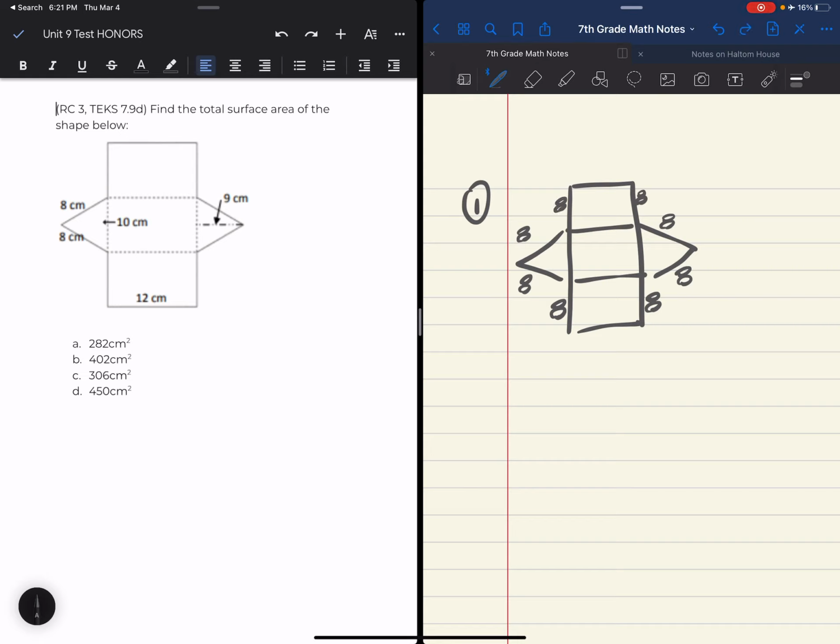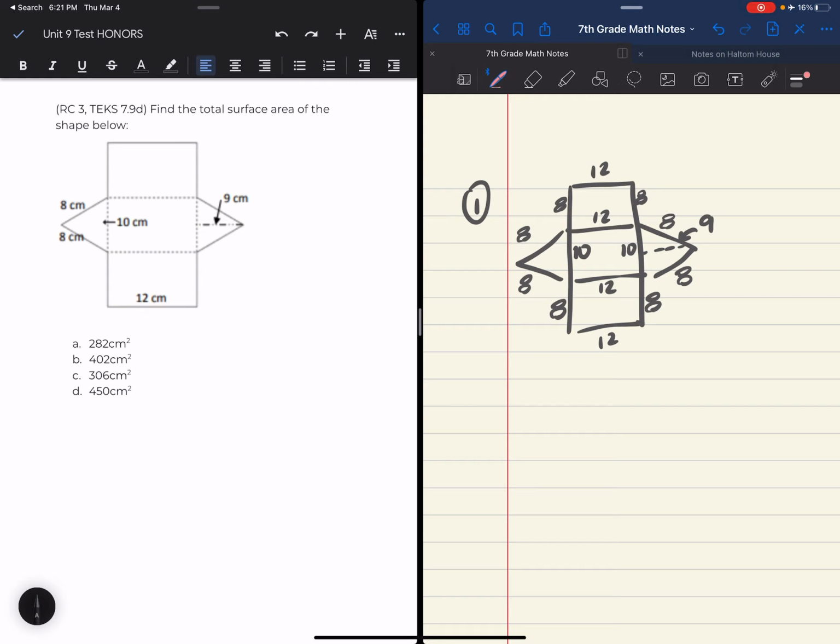All right, so then it looks like this guy is 10, which means this guy is 10. And then the height of my triangle is 9, and that's going to be for both of them. Oh, and then 12. Almost forgot that, which means all of these guys are 12, right? Okay, let me get a different color going. Now I'm going to find the area of each of those figures and add them all up.